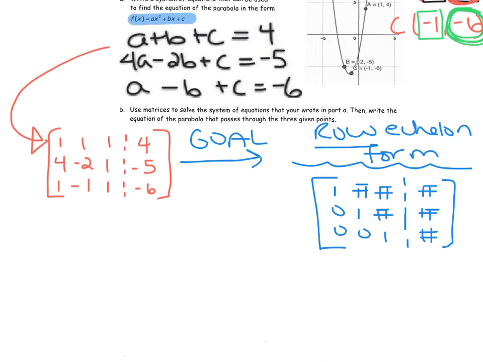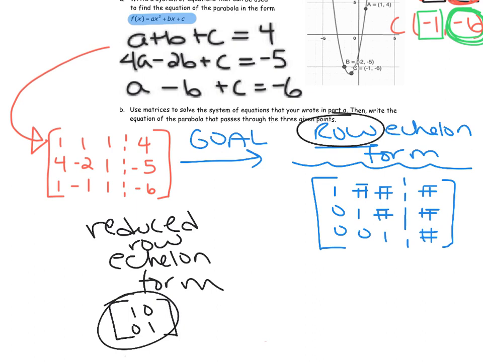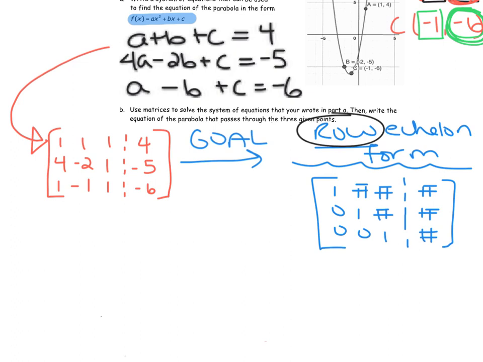We always do reduced row echelon form when I'm dealing with a 2x2, because this is a lot simpler to get into reduced row echelon form for a 2x2. For a 3x3, way more work. So we're going to stick with just row echelon form, okay? So just make sure you keep your new goal in mind. This is our new goal.